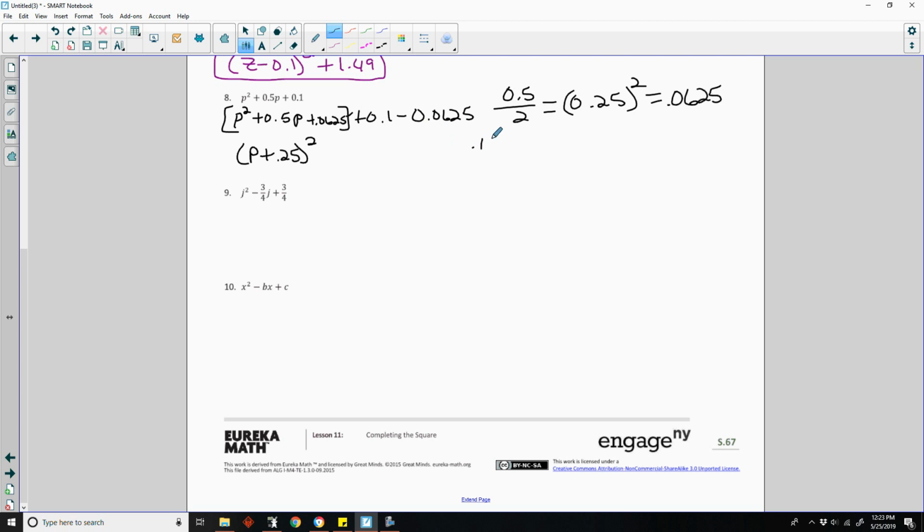So that'd be 0.1000 minus 0.0625 without using the calculator, and I get 0.0375. So it's plus 0.0375. And that is my answer.